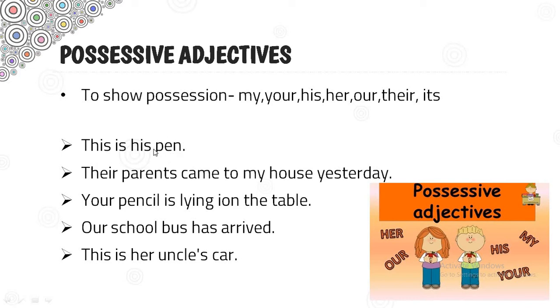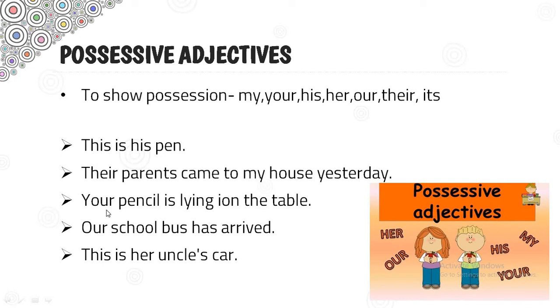So whenever we are pointing out a noun and the possessive is just preceded to it, it qualifies the noun in terms of possession. This is his pen. So pen is your noun and his will become your possessive adjective. Their parents came to my house yesterday. Whose parents? Their parents. So parents is your noun and their will become your possessive adjective. And there is one more here, my house. House is your noun and my will show the possession. So it's a possessive adjective.